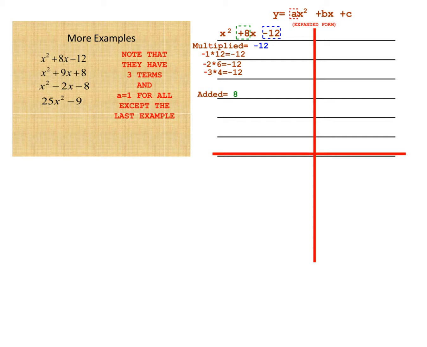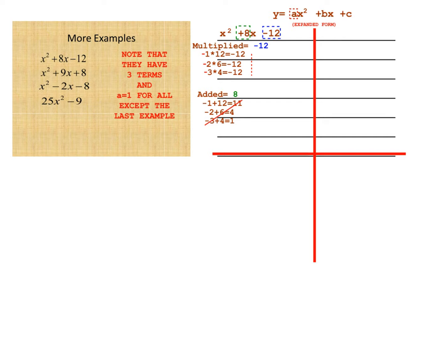So added gives us, and it's a positive 8, so do keep that in mind. Notice it does not include the x once again. So we have negative 1 plus 12, that's the first set of multiples. Well, let's see, negative 1 plus 12 gives us 11. Okay, that won't work, it does not give us 8. Negative 2 plus 6 gives us 4. That won't work either, we need it to be 8. Negative 3 plus 4 gives us 1. Well, that won't work either.